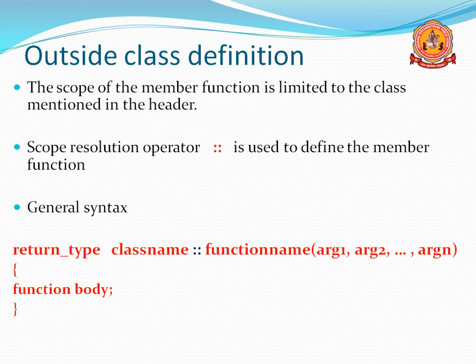Then the scope resolution operator, 4 dots. Remember, it is 2 colons; it is not possible to put 4 dots. Instead of 4 dots we are using 2 colons together. That is used to define the member function, and that is known as the scope resolution operator. Scope resolution operator is used to define the member function outside, and it will provide the scope.